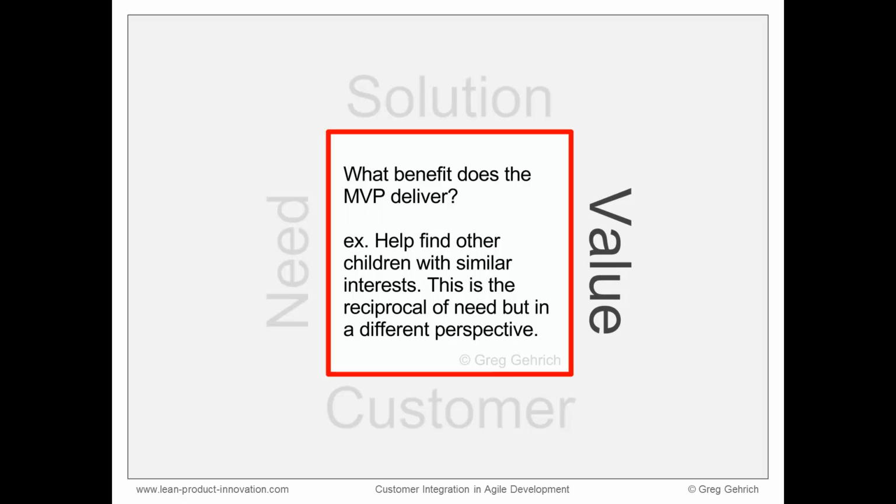Value. What benefit does the minimum viable product deliver? And this is a reciprocal of the need, but it's in a little different perspective. An example is to help find other children with similar interests.